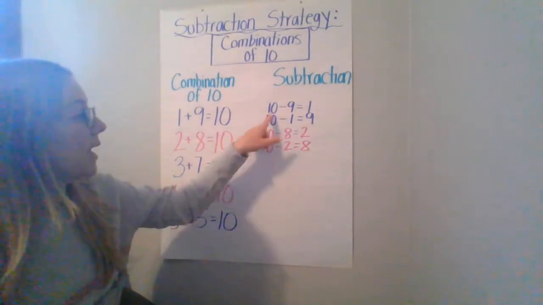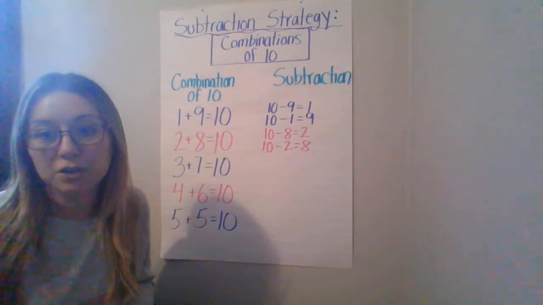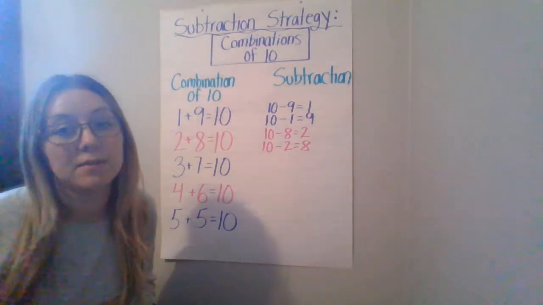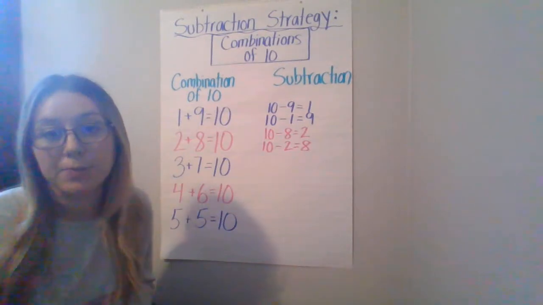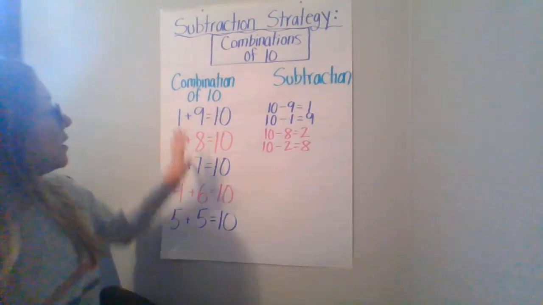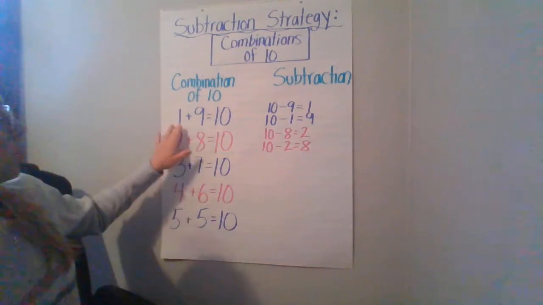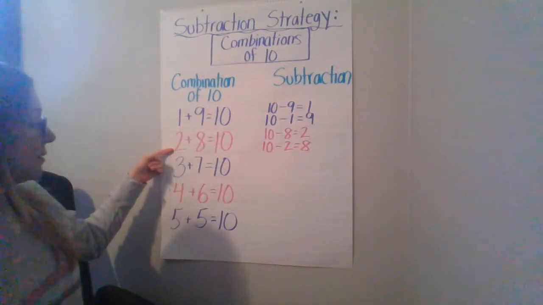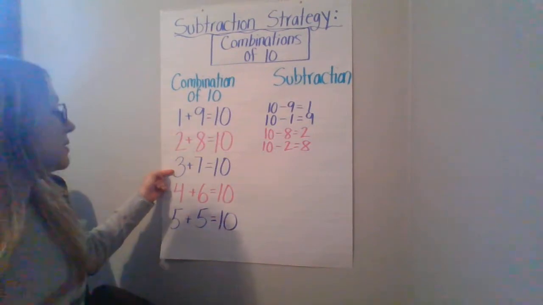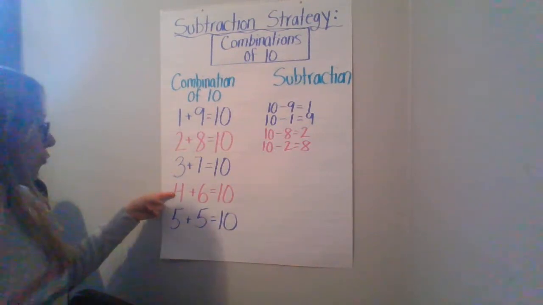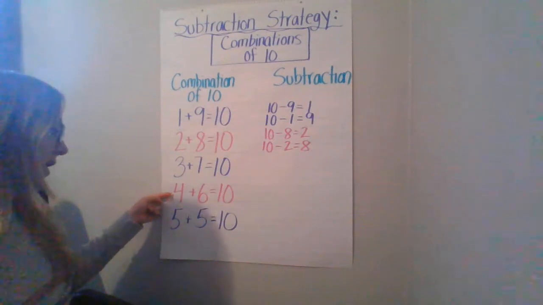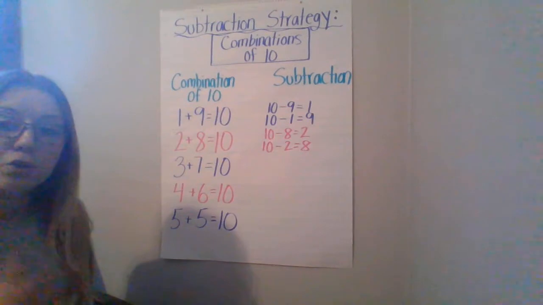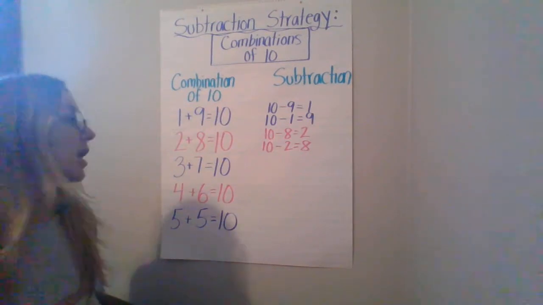So whenever you see 10 as the first number in a subtraction problem, that is one you know you can solve, because you can think about the tens facts that you know to help you. So what I mean is, here are all of our combinations of 10. We know 1 and 9 go together to make 10. 2 plus 8 equals 10. 3 and 7 go together to make 10. 4 plus 6 equals 10, and 5 and 5 go together to make 10. So I'm going to show you how that can help us with subtraction.